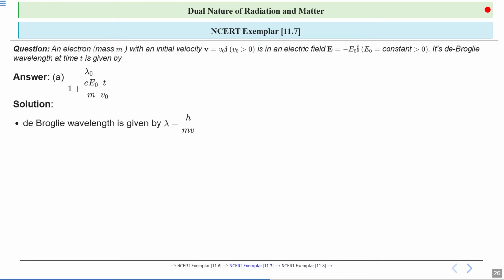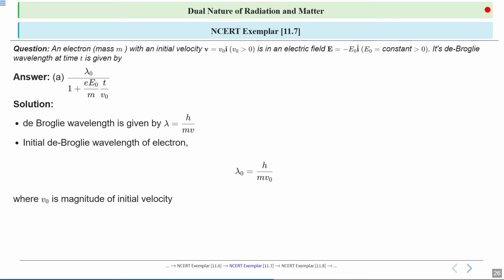Okay, so first let's recall the formula for the de Broglie wavelength, lambda equal to h upon mv. Here lambda is the wavelength in meters, h is Planck's constant, and m is the mass of the electron in this case. So let's focus on the initial condition. The initial de Broglie wavelength, which we call lambda naught, is simply h divided by m times v naught, where v naught is the electron's initial speed. Okay, so lambda naught equal to h upon m v naught, where v naught is the magnitude of initial velocity.